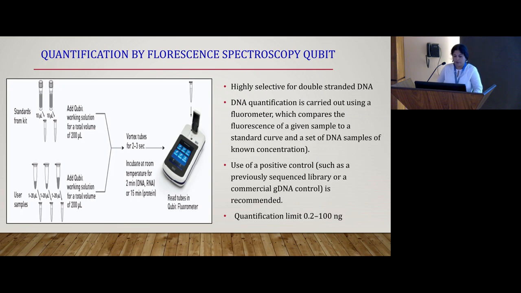So fluorescence spectrometry is highly selective for double stranded DNA. DNA quantification is carried out using a fluorometer, which compares the fluorescence of a given sample to a standard curve and a set of DNA samples of known concentration. Here, the use of a positive control is recommended, such as a previously sequenced library or a commercial genomic DNA control. Quantification limit is 0.2 to 200 nanograms.